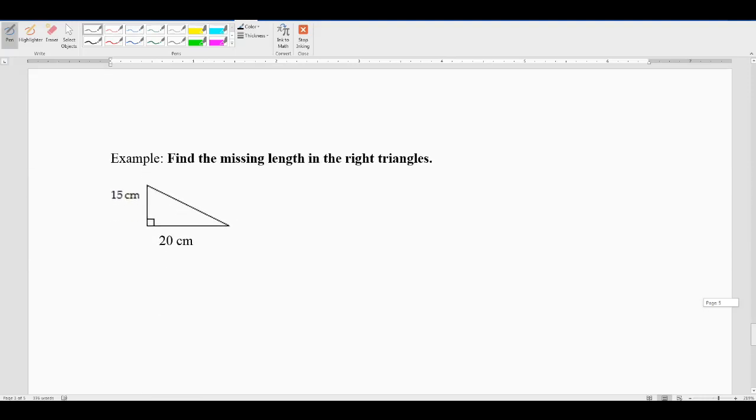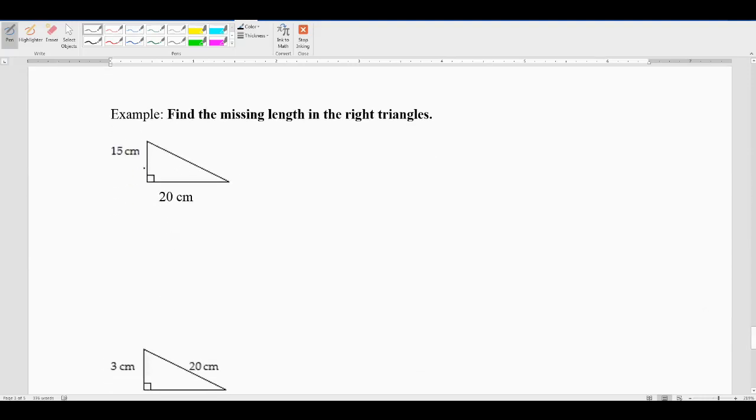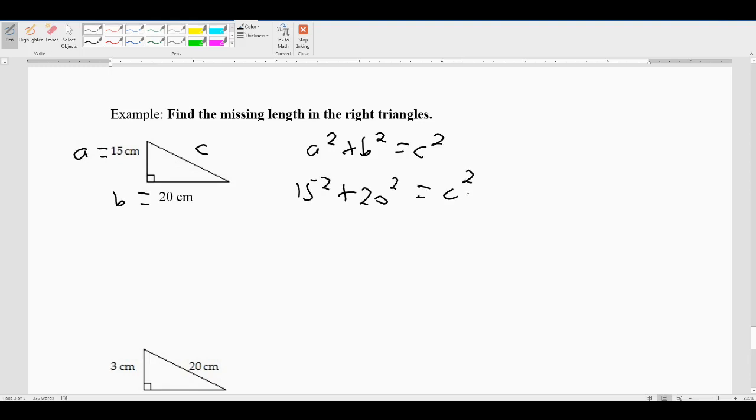Here's how you use it. We're going to find the missing sides of these right triangles. Well, this side is our c. It's our hypotenuse. So we're going to use a squared plus b squared equals c squared. It does not matter which one you call A or B. If you want to call that one A, call this one B, it's totally fine. If you want to reverse them, that's fine also. So you have 15 squared plus 20 squared equals c squared. We don't know what c is. 15 squared is 225. 20 squared is 400. And then 225 plus 400 is 625.